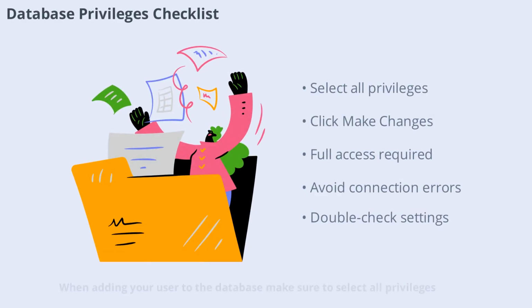In adding your user to the database, make sure to select all privileges. This ensures your site can read, write, and update data as needed. In the Privileges section, tick every box under Add User to Database, then click Make Changes or Save to finalize. Missing this step can cause errors when your App Store tries to connect to the database. Always double-check that your user has full access before moving on.